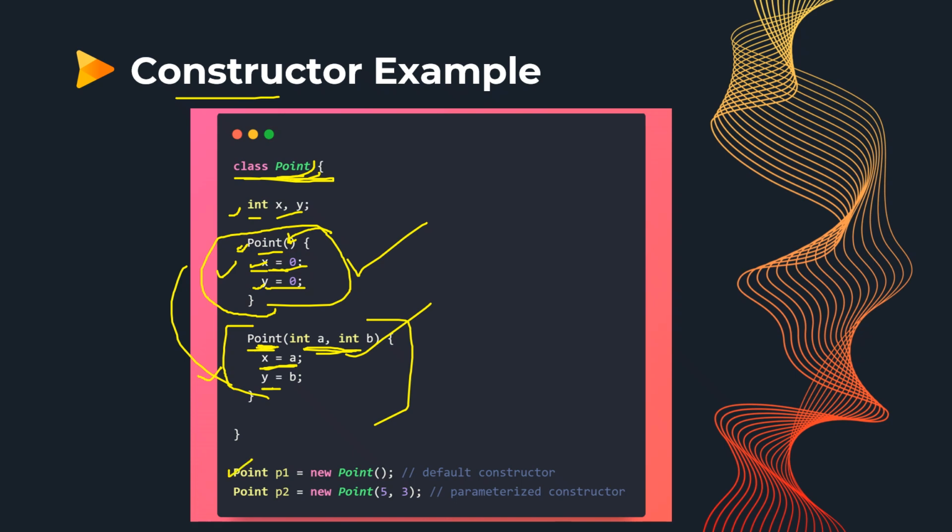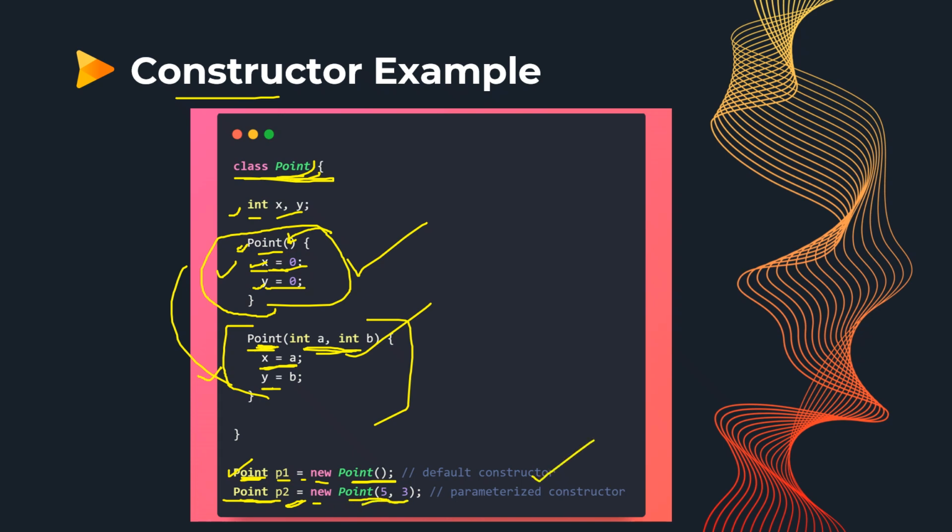So we have already seen that when we create objects, we always use a constructor. We have given our class name, and we have created an object called p1. We have given the assignment operator, the new keyword, and this is a default constructor in which we have not provided any arguments. Now we have created a second object, p2, with the assignment operator, the new keyword, and a parameterized constructor.